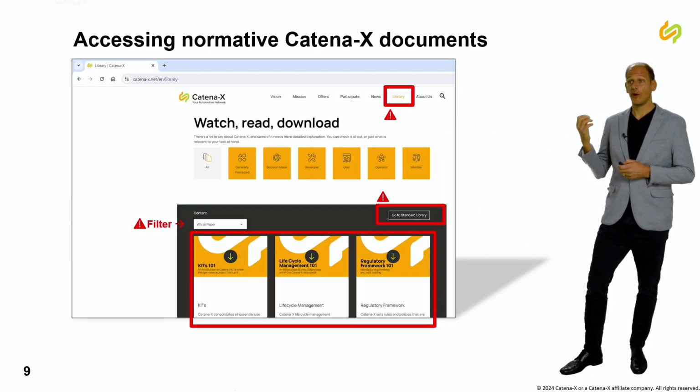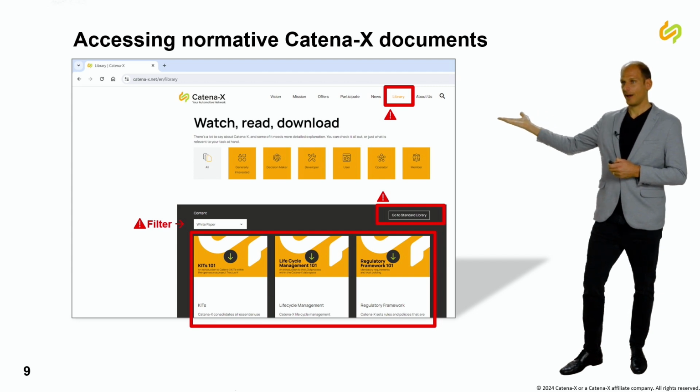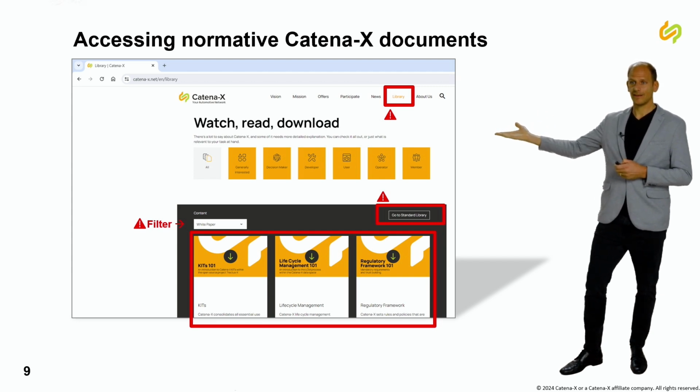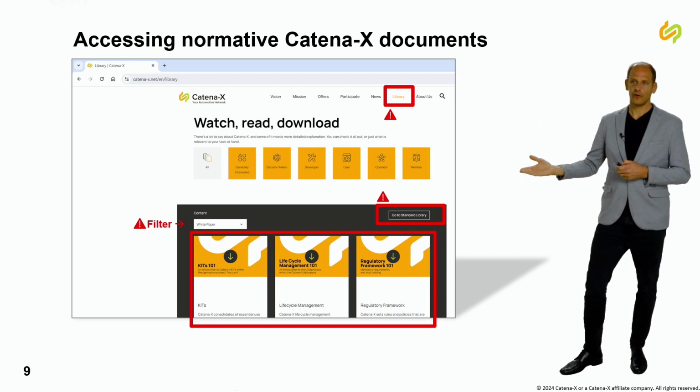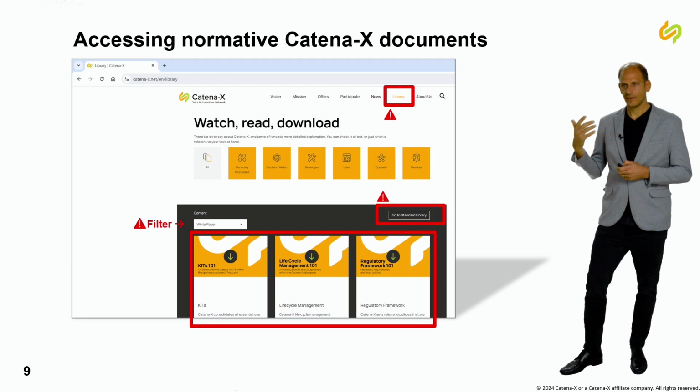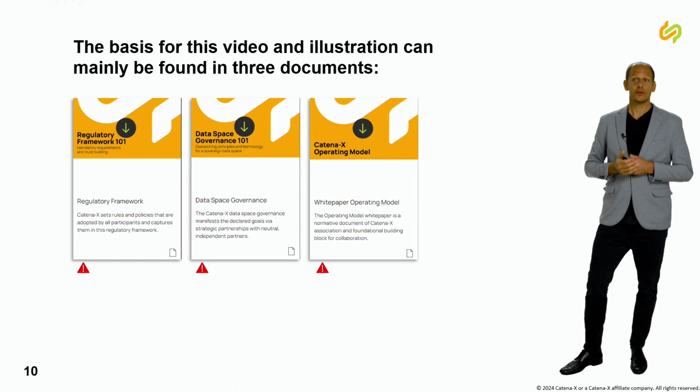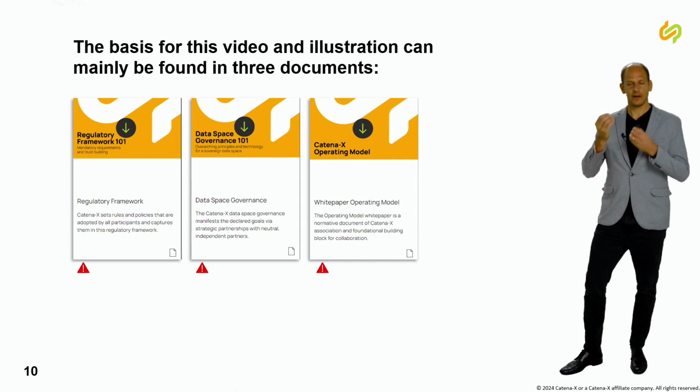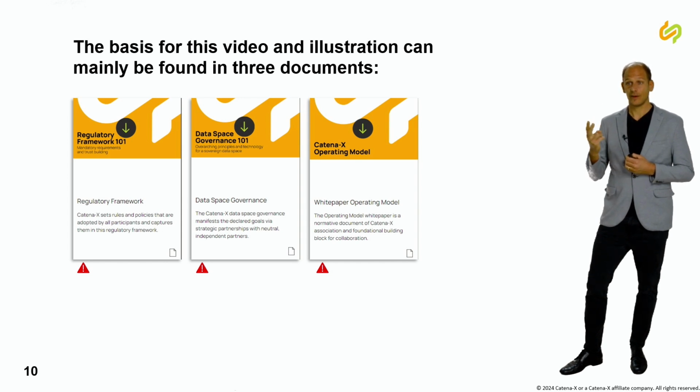If you want to access normative Catena-X documents, you will find a library section on our website. In the library section, you can, of course, filter and search for all important documents. Today, the basis for our tutorial, this video and the illustrations can mainly be found in three documents in our library. The first one is the Regulatory Framework 101. The second one is the Data Space Governance. And the third one is the Operating Environment and the Operating Model.